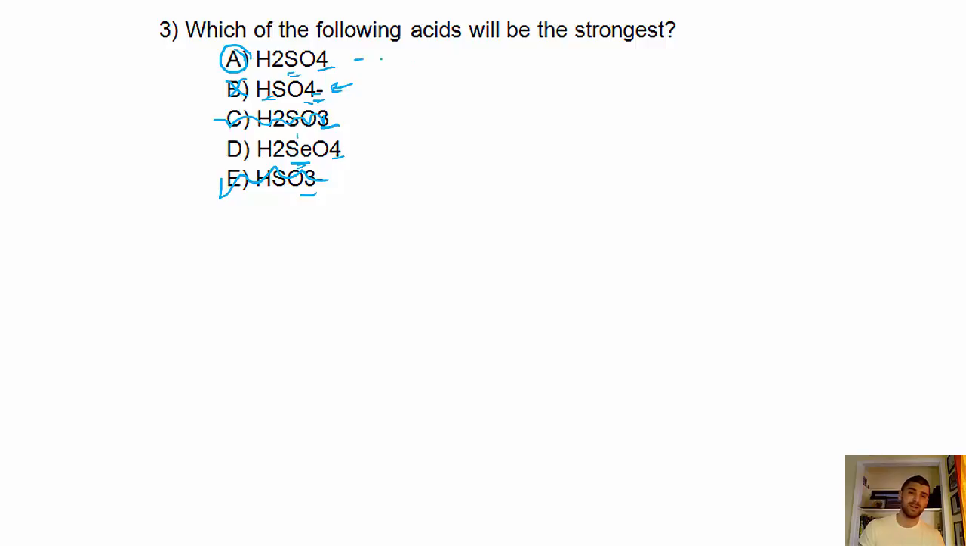And you might also be able to cheat and go, well, I just know that's a strong acid, and none of the rest of them are strong acids too. So if you can remember which ones are strong acids, this problem was a piece of cake as well.